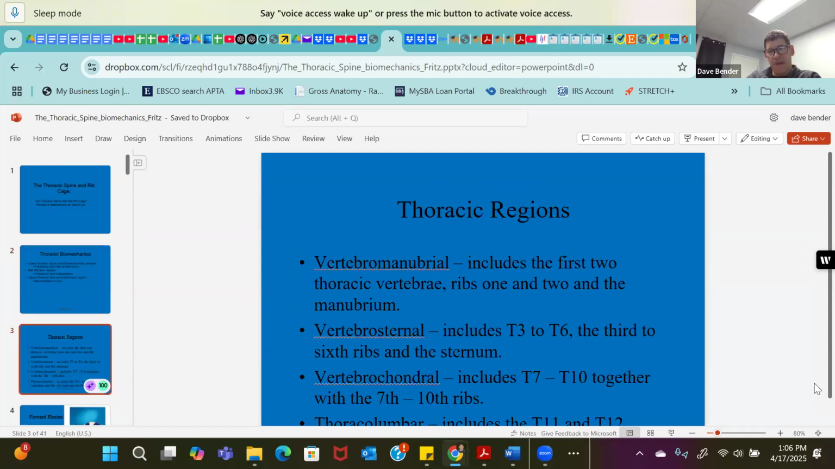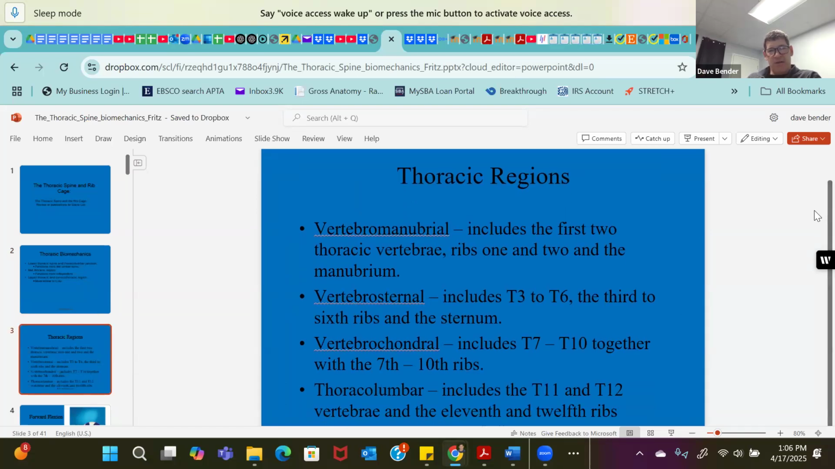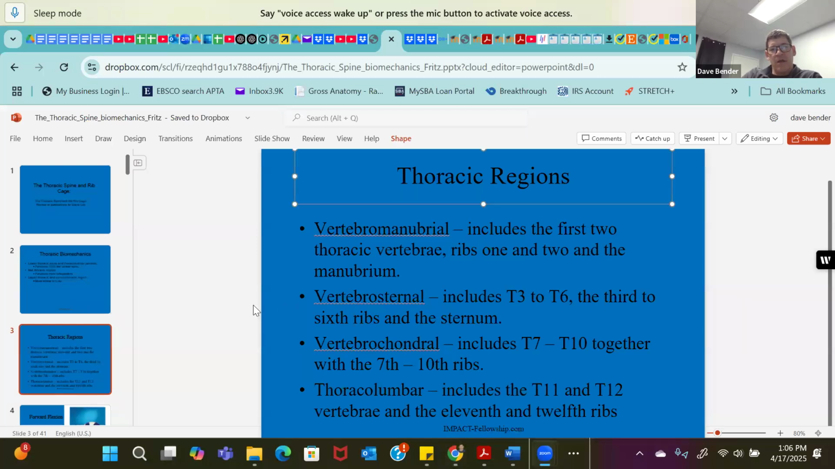Let me move my one window here. In Diane Lee's model, she talks about different regions of the thoracic spine, and the vertebromanubrial region, which includes the first two thoracic vertebrae, ribs 1 and 2, and the manubrium. You'll hear Eric talk about how sometimes we'll include the third one in there because we'll look down as low as the third one.